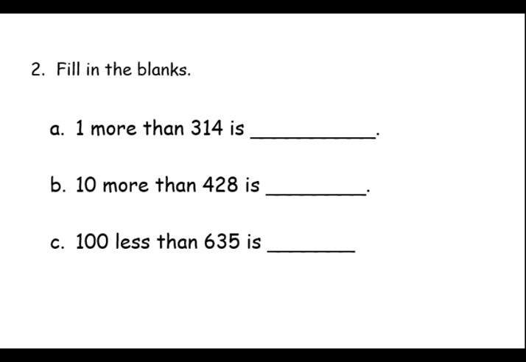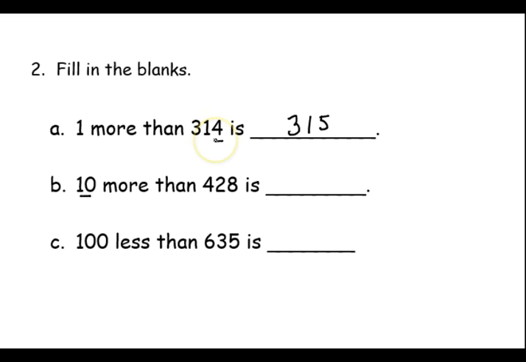And we'll use that same strategy when we fill in these blanks. The first question says 1 more than 314. That means I'll add 1 more disk in my ones column, and that would give me 5 in that column. So 1 more than 314 is 315.